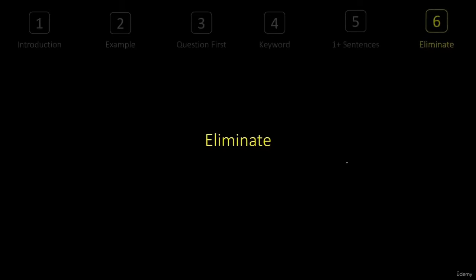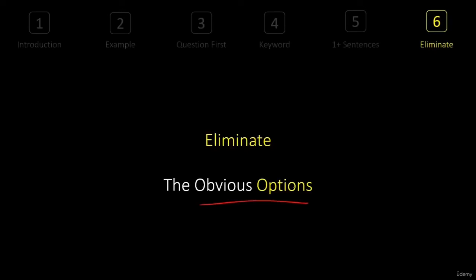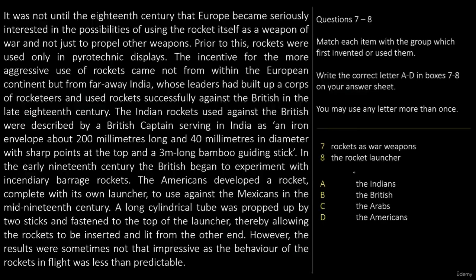Okay, good. The last one is important: eliminate the useless options. The obvious options should be eliminated because that helps you reduce the options and hence find the answers easily. Now, if you look here, in the whole passage you can definitely find Indians, the word British, and Arabs, I don't see anything about Arabs, so maybe eliminate. Americans, yes. So the answer is probably Indian, British, or Americans. This reduces the hard work.